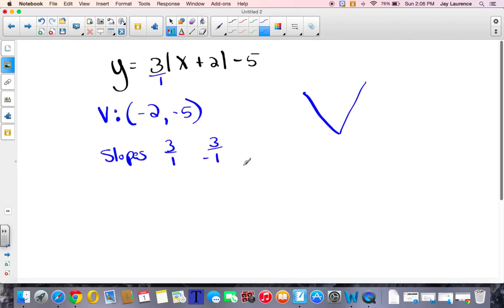I don't know if you noticed this, but if our slope was bigger than 1, like 3, a whole number, the V got skinny. And if the slope was like a 1/4, the V got really wide, which makes perfect sense because you're not rising as much as you're running. And so you're going up a little bit, but you're going across a lot more.